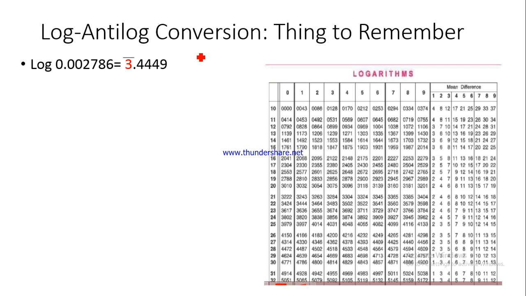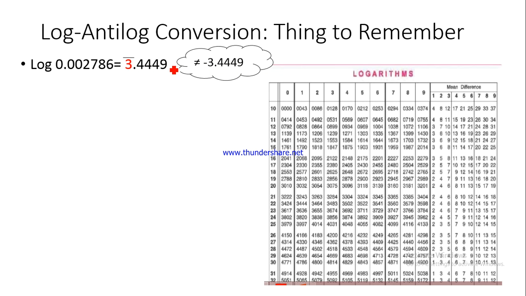What I am going to discuss today is the test which was conducted a few days ago. I found out that some of you are getting confused, so please understand that 3 bar 0.4449 is not, I repeat, it is not same as minus 3.4449. This is not same as this one. They two are not equivalents. Why? This is 3 bar 0.4449 and this is minus 3.4449.